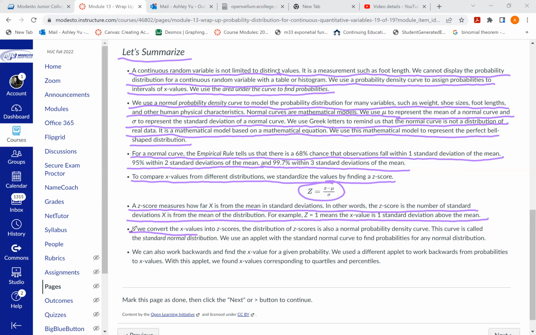If we convert the x values into z-scores, the distribution of z-scores is also a normal probability density curve. This curve is called the standard normal distribution. We use an applet with the standard normal curve to find probabilities for any normal distribution.